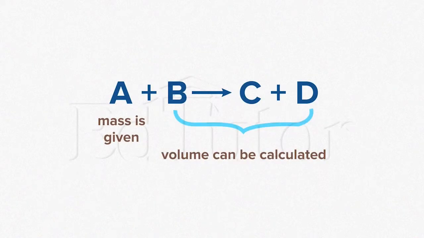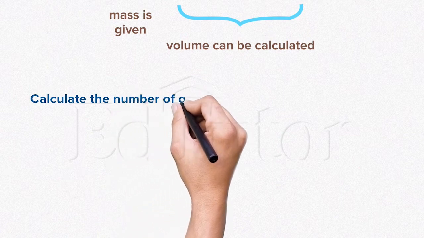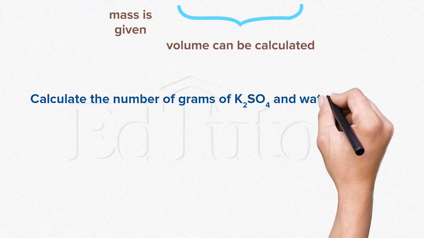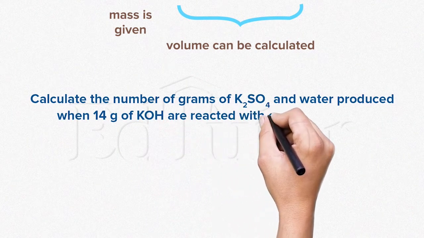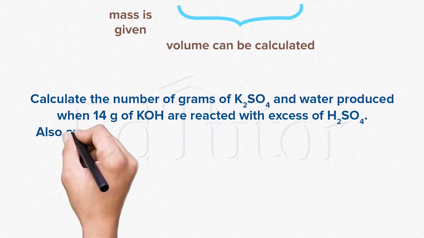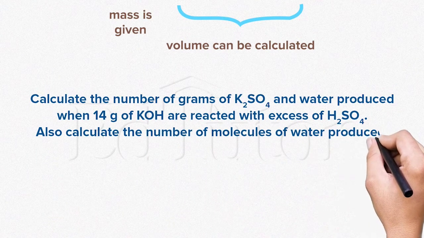Now let's go through an example. The question says: calculate the number of grams of potassium sulfate and water produced when 14 grams of potassium hydroxide is reacted with an excess of sulfuric acid. Also, calculate the number of molecules of water produced.